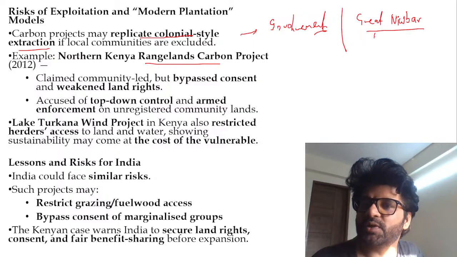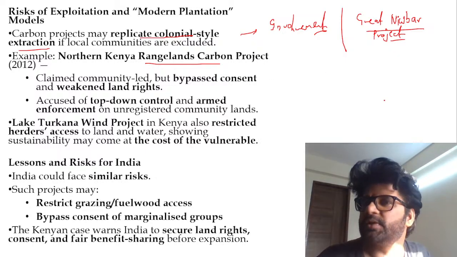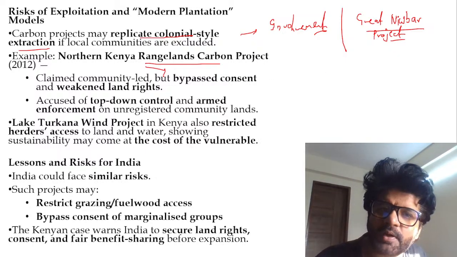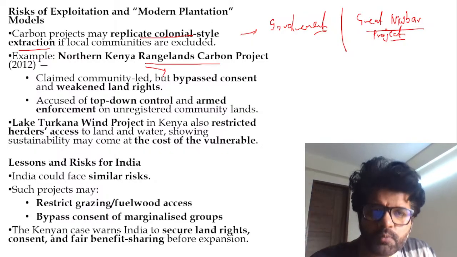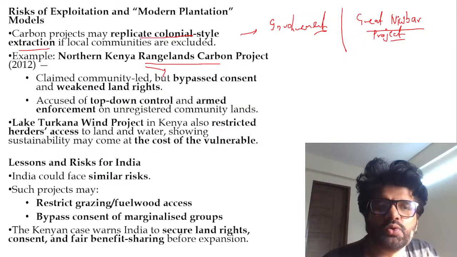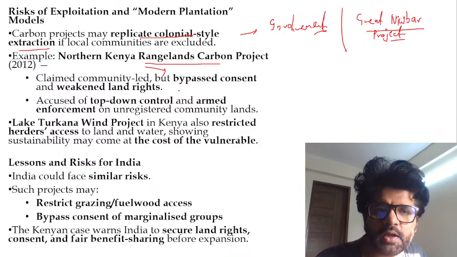In the Great Nicobar project, when we discussed it, the administration said that they took the permission of Nicobari people, but the Nicobari people said that no such thing happened. The same thing can happen in mitigation and sequestration projects, although they are for a noble cause, right? But at least you should ask the community, right? And that happened in Kenya. The community was not taken into confidence.